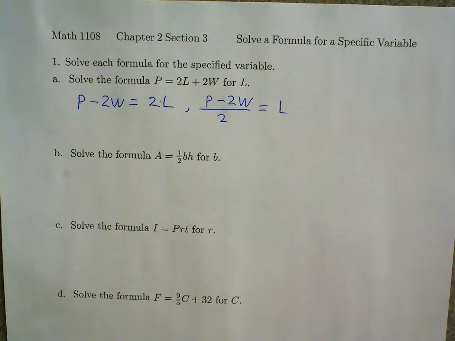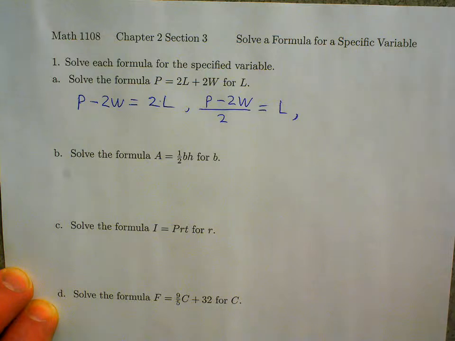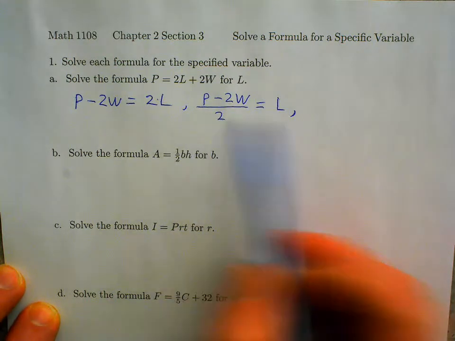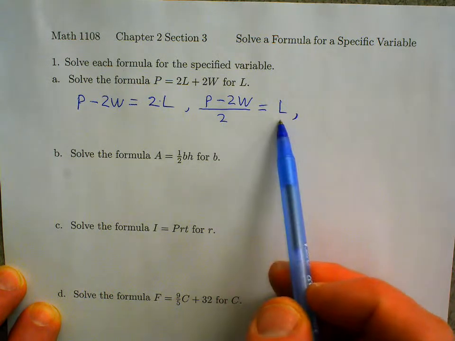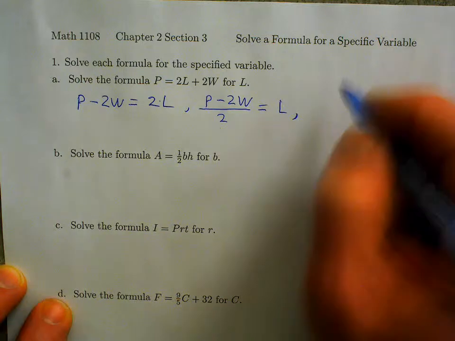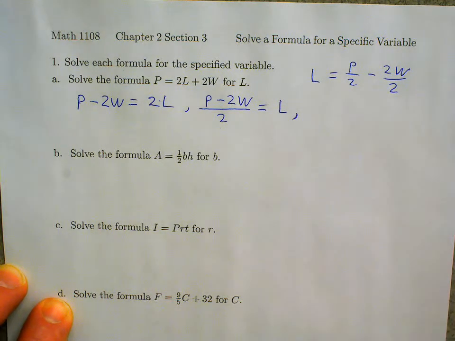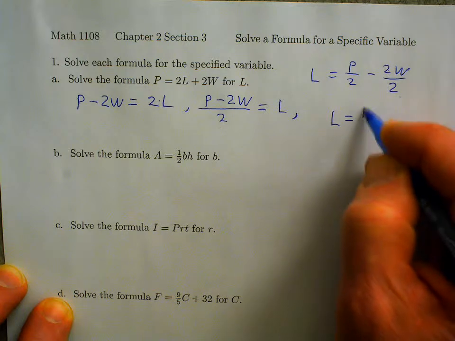You can write it in another form, but you always have to make sure you're careful. There are a lot of misunderstandings in algebra and arithmetic. So let's consider simplifying this, or maybe that's not the right word, but writing it in a slightly different form. Since I'm dividing the entire quantity P minus 2W by 2, we could write it as P divided by 2 minus 2W divided by 2. We could write it that way, right? And then 2W divided by 2 can be simplified to W. So we could write this as L equals P over 2 minus W.